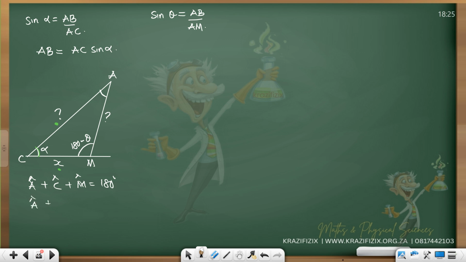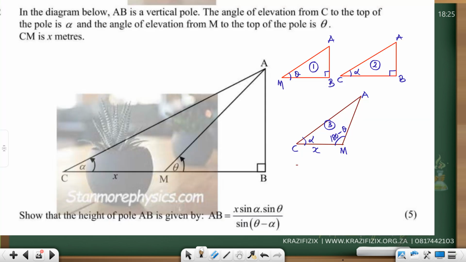We don't know. Plus alpha plus 180 minus theta should be equal to what? All right, what is angle A? If I move this 180 over, it's going to cancel. If I move this theta over, what would it be? Positive. And if I move that over, what do I get? Wait, do you notice theta minus alpha? Is it part of the question? Look at the denominator. Yes.